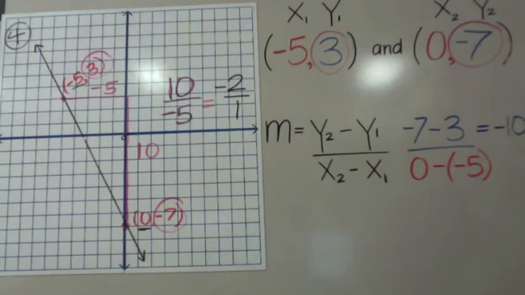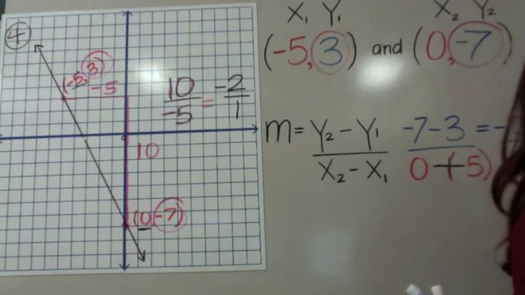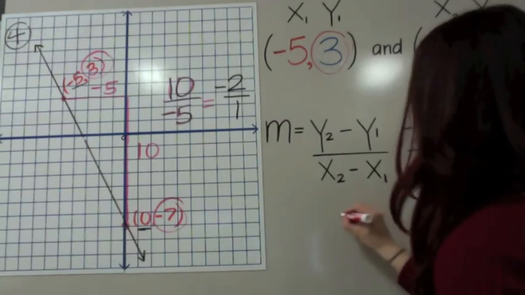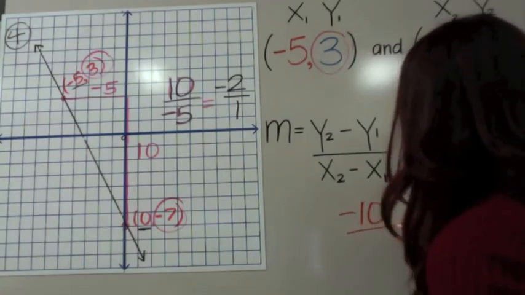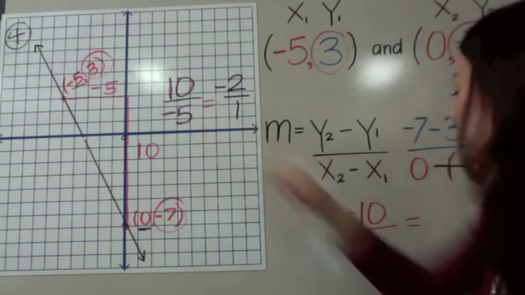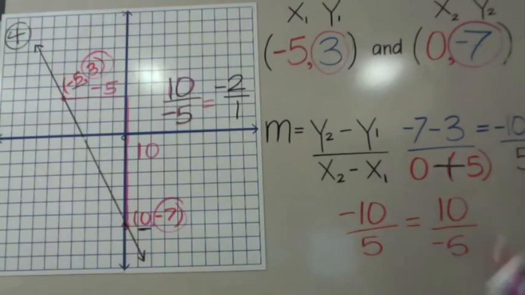All right. Okay. Divided by, ooh, do we have a negative times negative here? Yes. A negative times a negative is a positive. So what's 0 plus 5? 0 plus 5 is 5. And wouldn't you look at that? What we learned last week is negative 10 over positive 5 the same as what we originally found, 10 over negative 5. They're the same, okay?